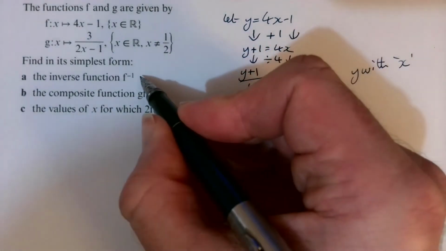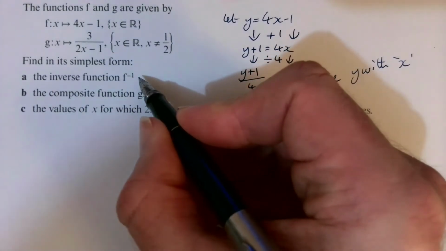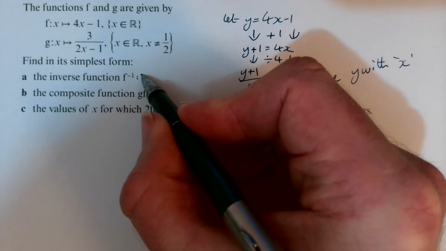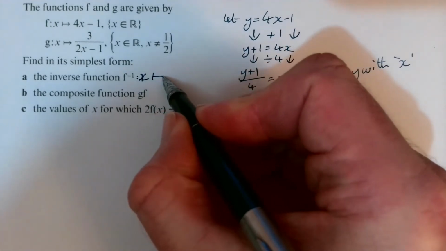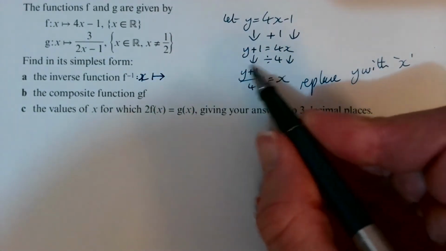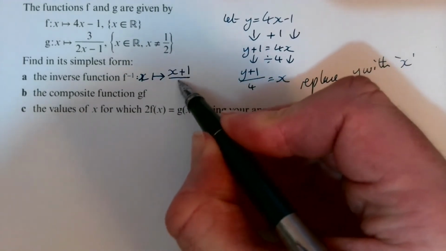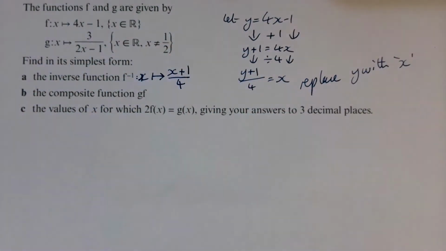And then all we do is now replace y with x, and we can say that the inverse function of x is going to be x plus 1 over 4. If that doesn't make sense, let me know after you've watched it a second time, and I'll go through another one or two for you.